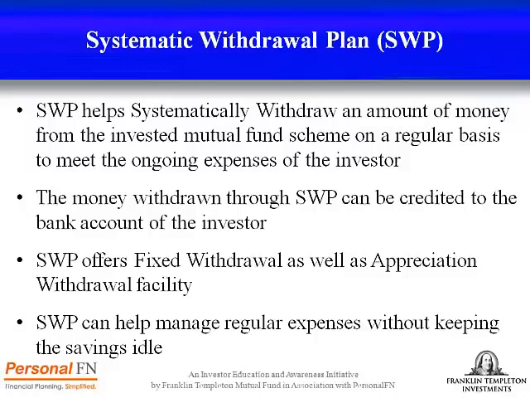The money withdrawn through SWP can be credited to the bank account of the investor as per the instructions of the investor. SWP offers fixed withdrawal as well as appreciation withdrawal facility. Through the fixed withdrawal, you as an investor can specify the amount you wish to withdraw from your investment on a monthly or quarterly basis, while under the appreciation withdrawal, you can withdraw the appreciated amount on a monthly or a quarterly basis. SWP can help manage regular expenses without keeping the savings idle.